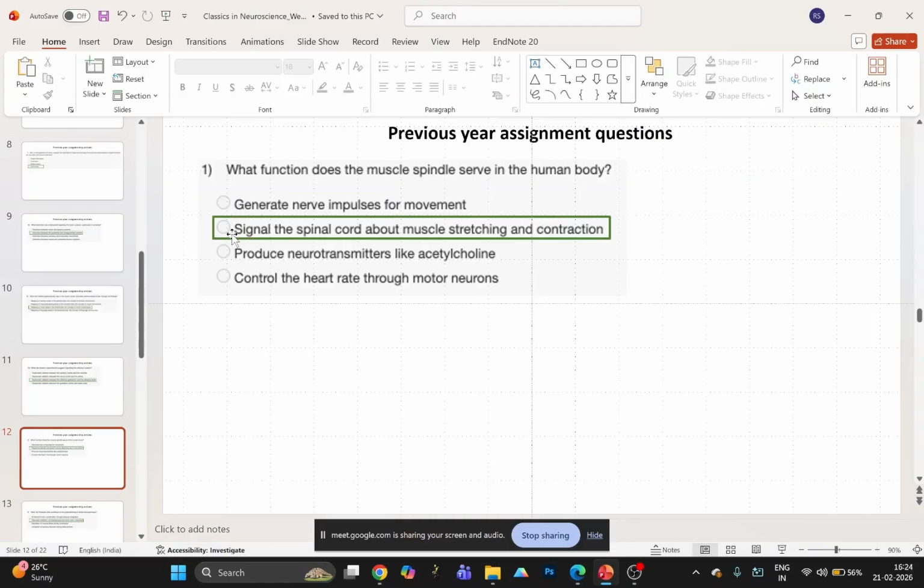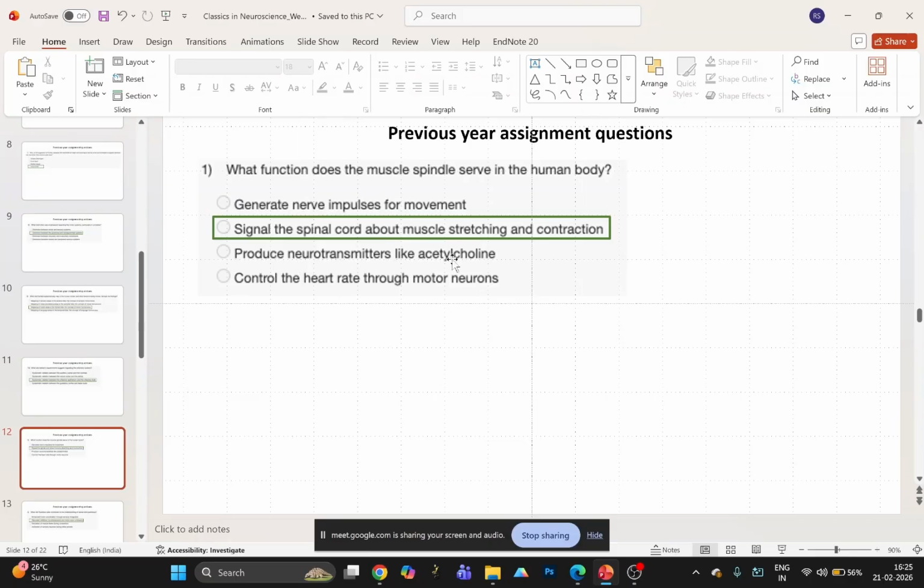The muscle spindle does not generate nerve impulses for movement. That is not the work of the muscle spindle. That requires a lot of other information and integration, which is a very higher order phenomenon. Signal the spinal cord about muscle stretching and contraction: we just discussed that. That is correct. That's what the muscle spindles do.